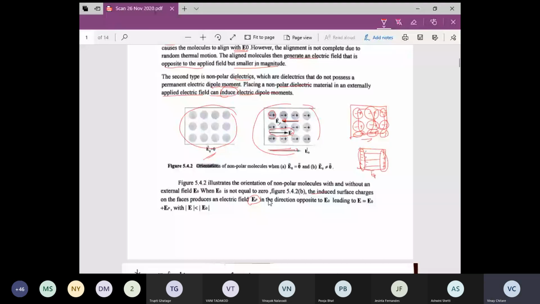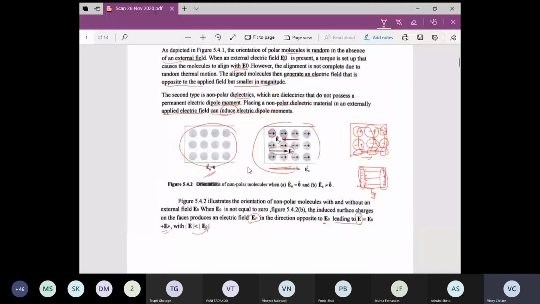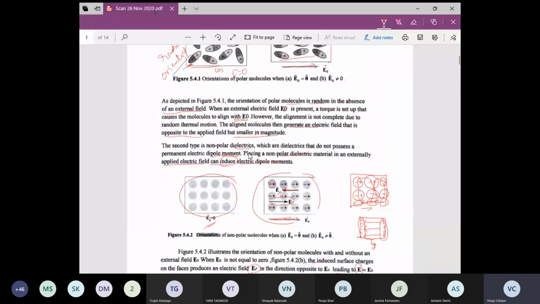And hence the EP direction is opposite to E naught, leading to E equal to E naught plus EP, and this E, which is inside the dielectric, is actually less than the E naught applied outside the dielectric material. What we are trying to gain from this short discussion is that when you apply an electric field to a dielectric material, you have an electric field inside the dielectric material.